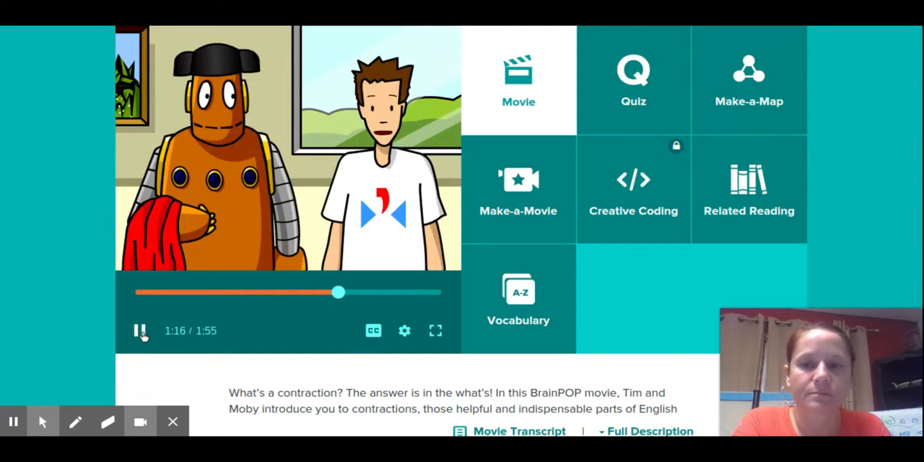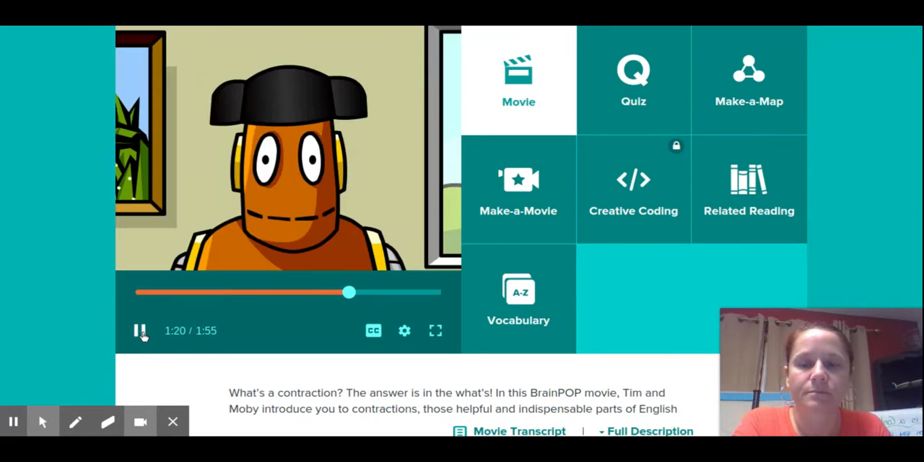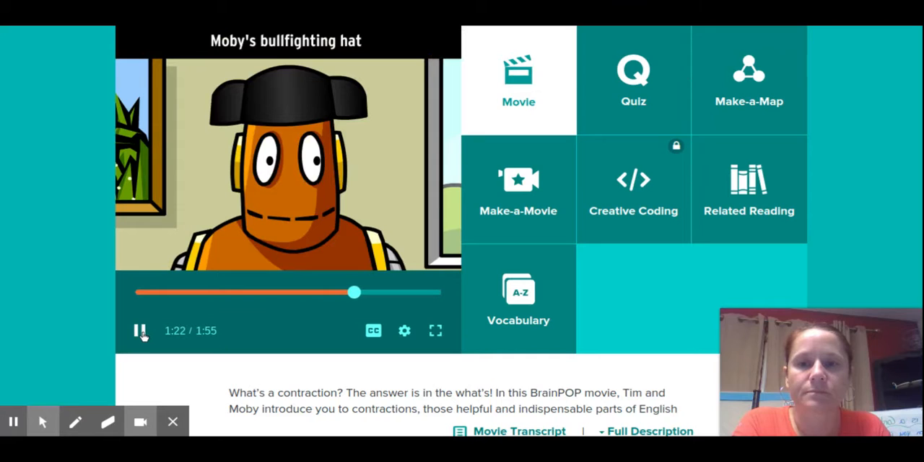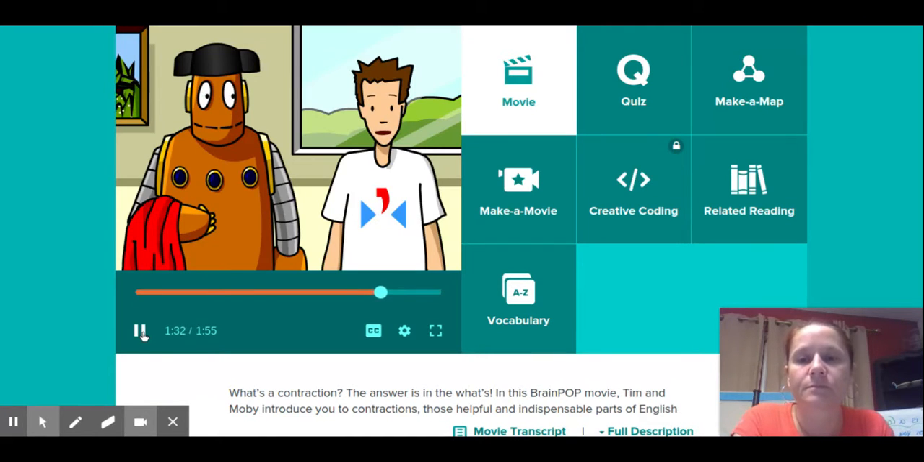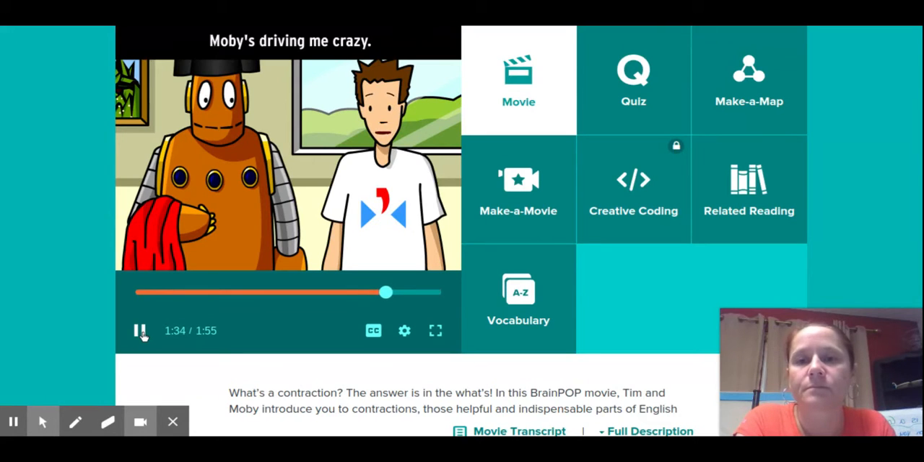Oh, and it's sometimes easy to confuse contractions with possessive nouns. When we're talking about Moby's bullfighting hat, Moby's is a possessive noun. It describes the bullfighting hat owned by Moby, not the same as a contraction. When it comes to saying something like, Moby's driving me crazy, Moby's is a contraction of Moby is. Substitute Moby is for Moby's, and the sentence still works.